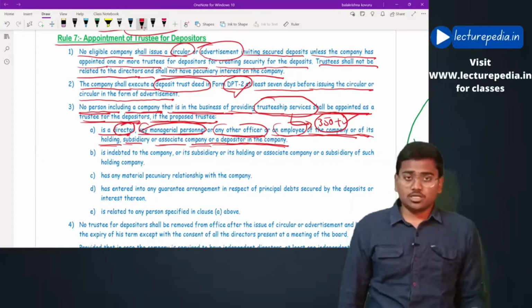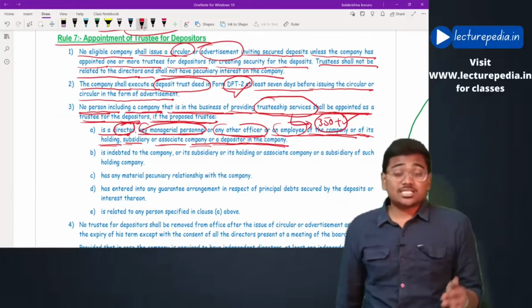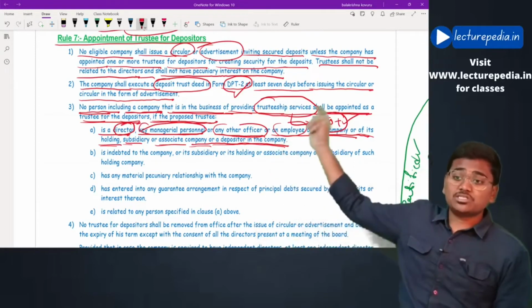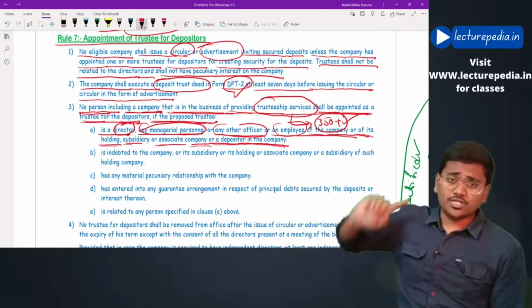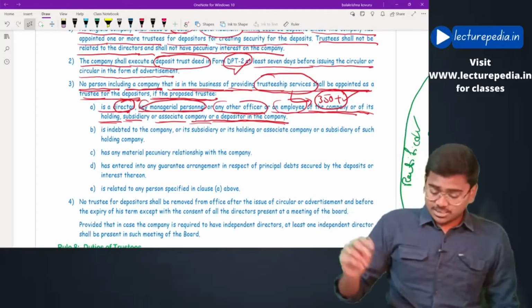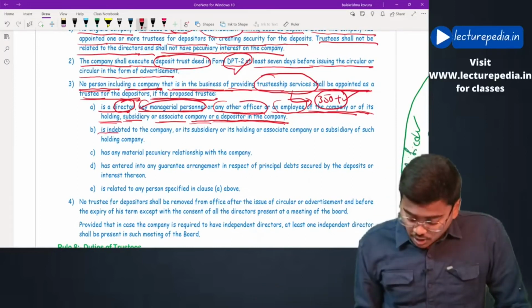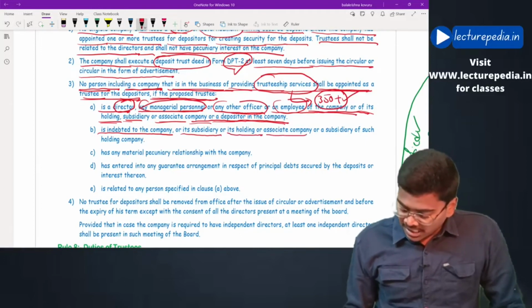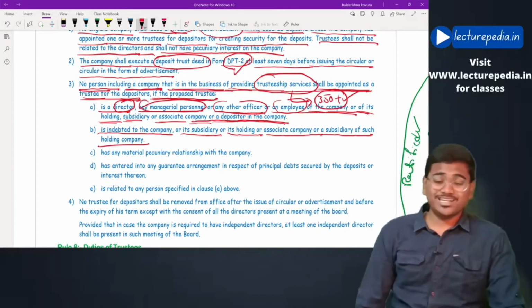Hope this is clear. If you are appointing any individual as a trustee, then such individual must not be a director of the company, must not be key managerial personnel, must not be an officer, and must not be an employee of the company. Hope this is clear. Next, such person or entity whom you are appointing as a trustee is not indebted to the company or its subsidiary or its holding or associate company or a subsidiary of such holding company. It should not be indebted to the company.